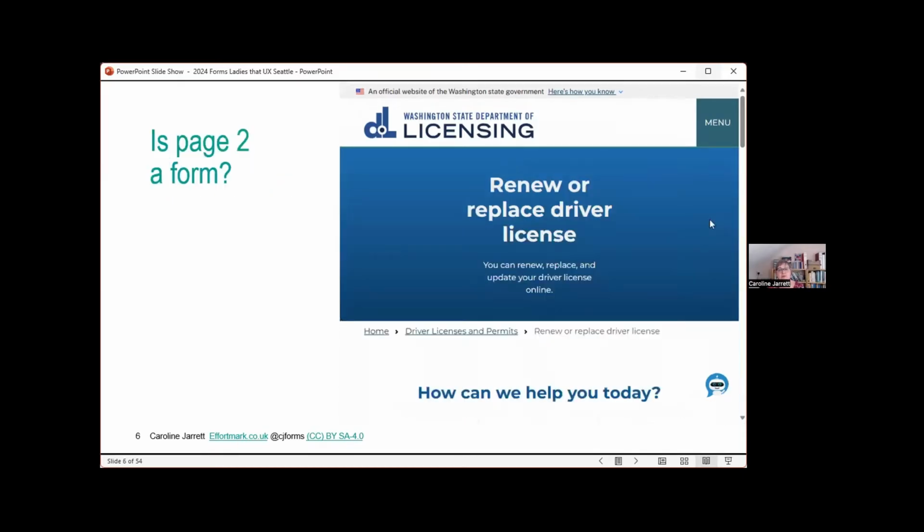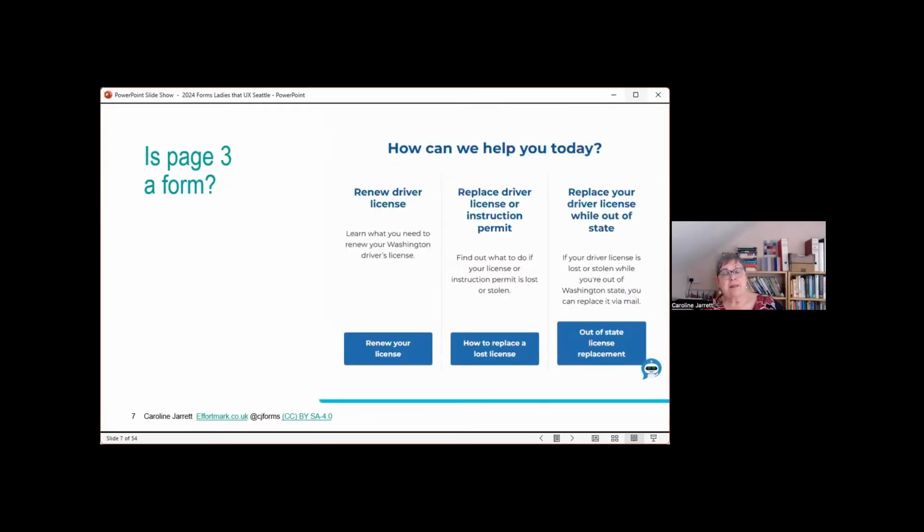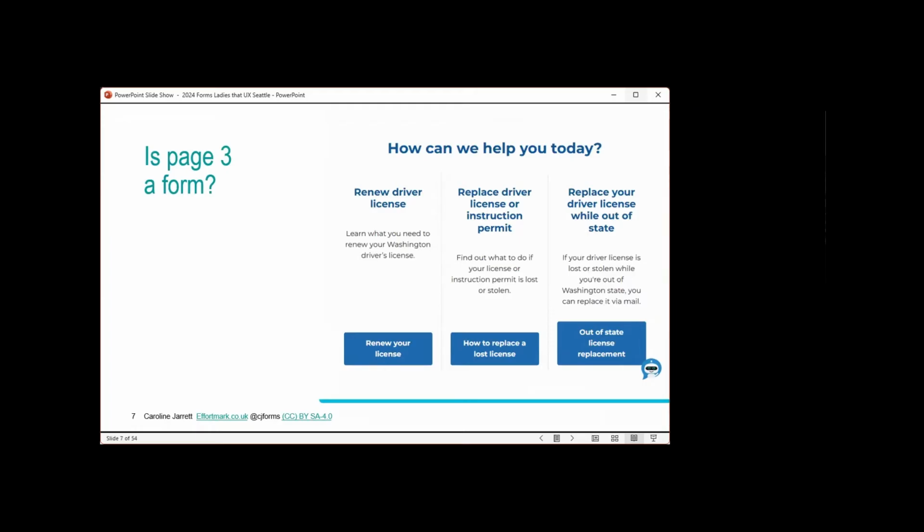And what I got was, okay, renew or replace driver license. Well, that seems I'm on the right track. Is that the form? Up to you. I thought, well, okay, that seems about the same, but the person I thought of was going to scroll. And when I scroll, I get this page, and now I've got some more options in there. I'm thinking of someone who's in state and they've just lost their driving license. So my plan, on page 3, was to click on how to replace a lost license.